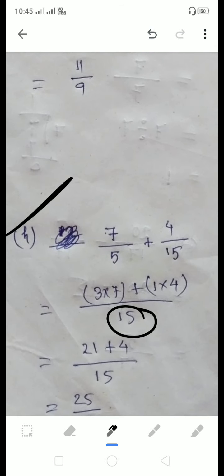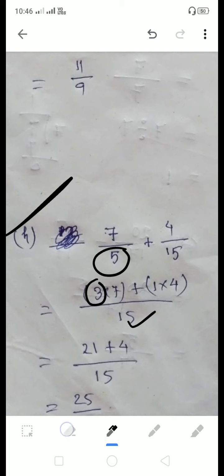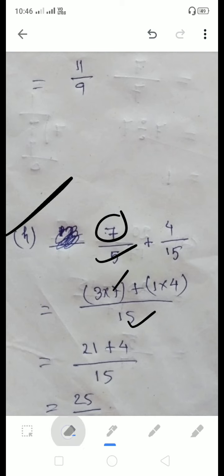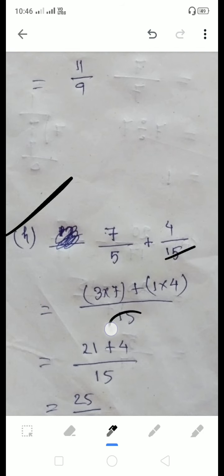If the LCM is 15, then you see here the LCM is 15. This 5, how many times in this 15? 3 times, right? And these 3 times will be multiplied by what is above this 5, which is 7. So 7 is written. Same thing here: this 15, how many times in this 15? 1 time. So 1 is written. And above this 15, there is 4. The 4 is written there.